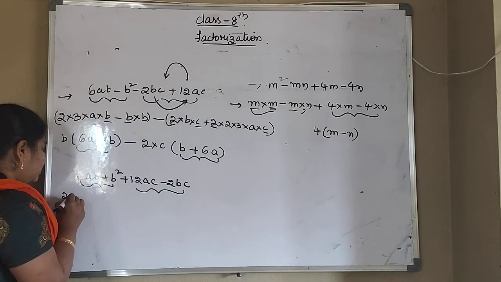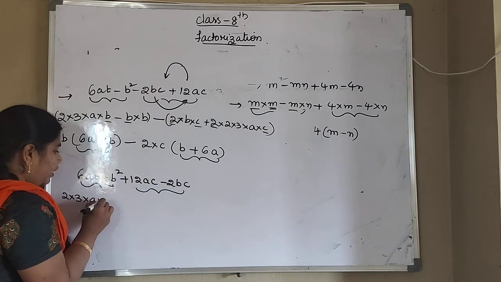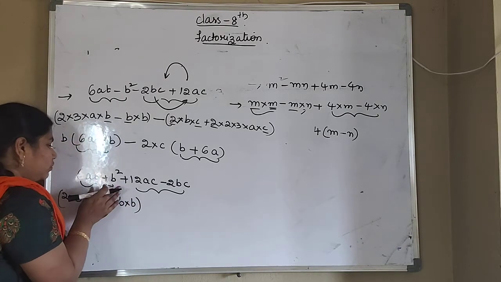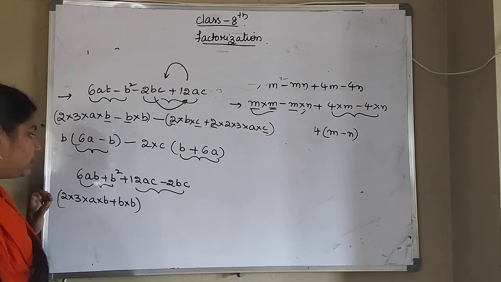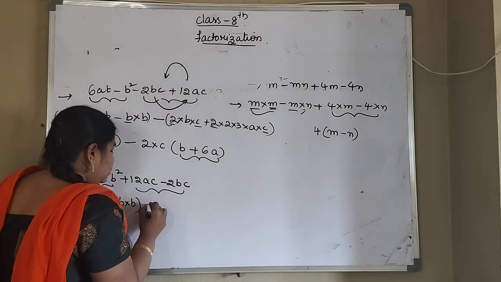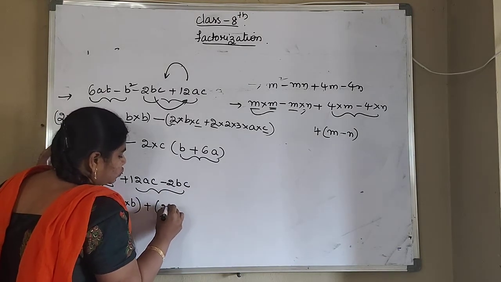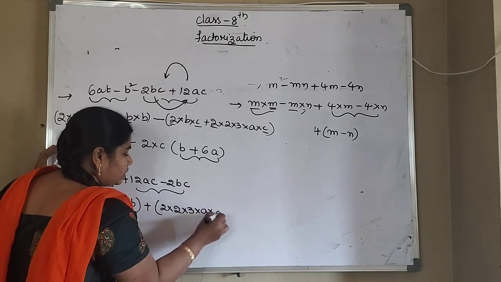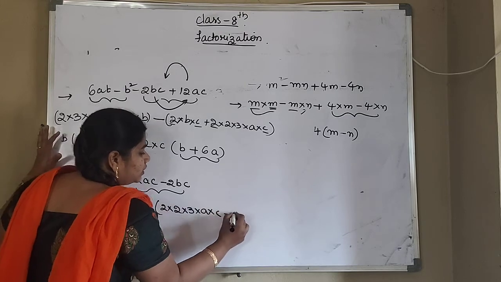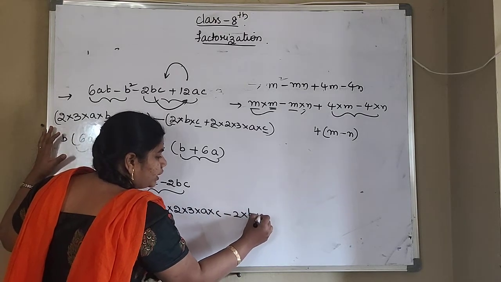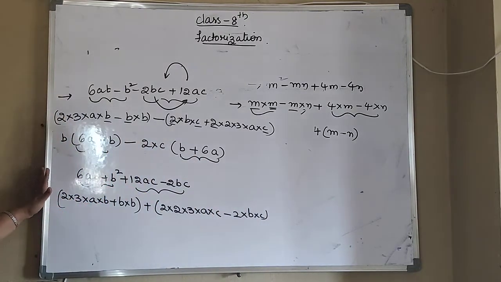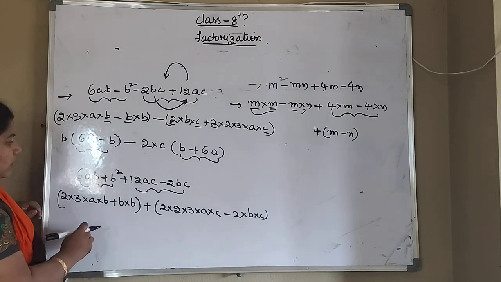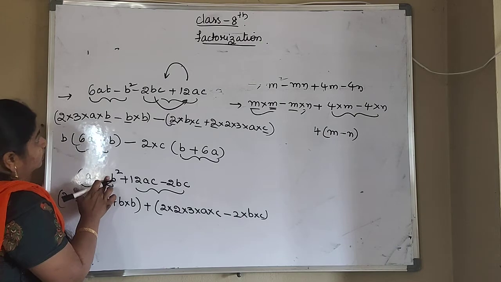So 6 can be written as 2 into 3 into A into B, plus B square can be written in the form of B into B. So this one I wrote in the form of factors. And now I am writing this one. So plus 12 can be written as 2 into 3 into A into C, and minus this can be written as 2 into B into C. Okay, now we will see whether you get common factors, the same factors, or not. Here it is minus, I think.